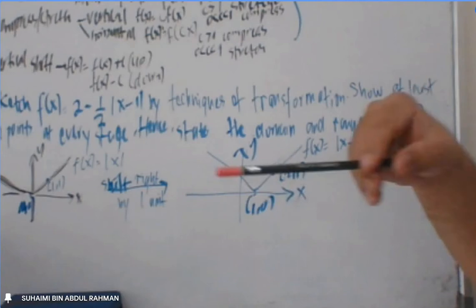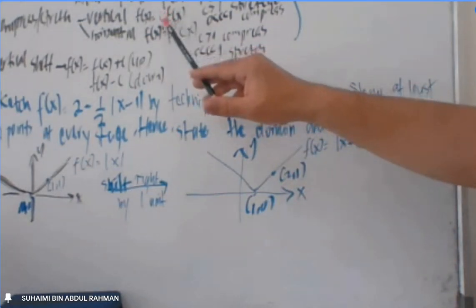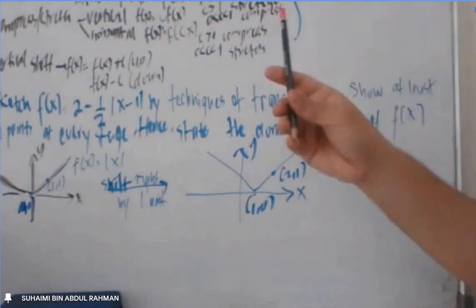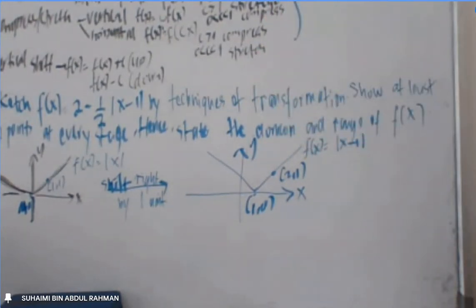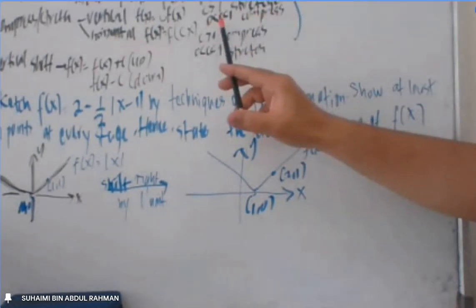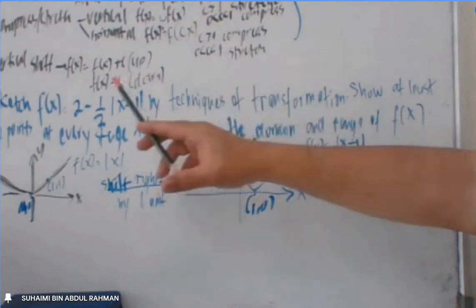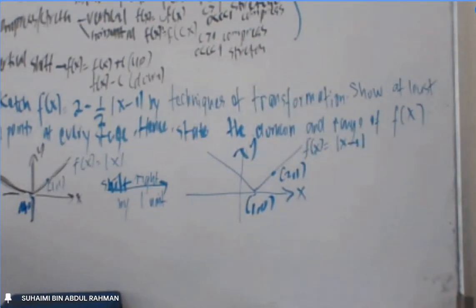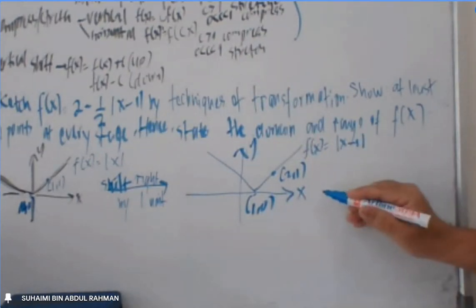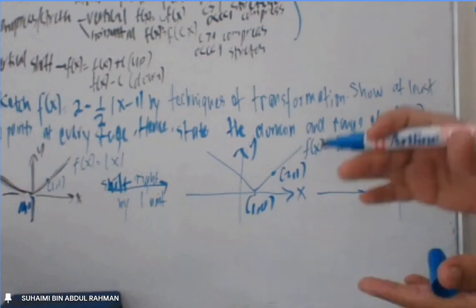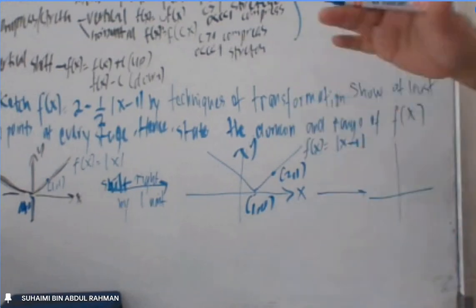Therefore, is it stretch or compress? Compress. Why compress? Because our C now is 1 over 2. Look at it here. So when we compress, our function becomes compressed vertically.